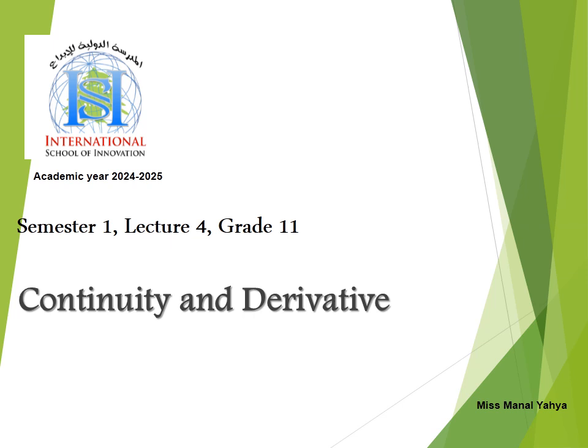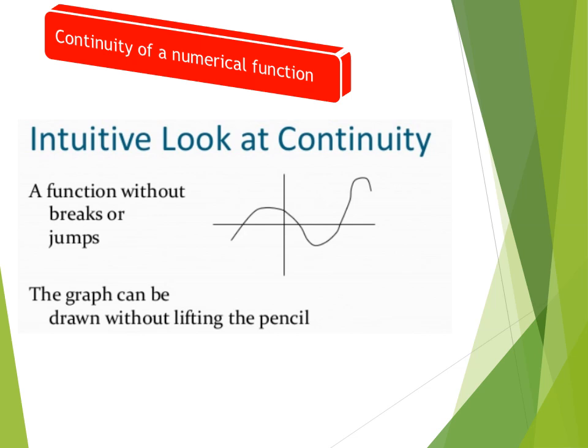So we're going to talk about the continuity of a function and the derivative of a function. Let us first start with continuity of a function. If you look at this function, it continues its way without breaks or jumps. So we can say that this function is continuous because there are no breaks or jumps that stop it or that have any empty value inside it. So the graph can be drawn without lifting the pencil.